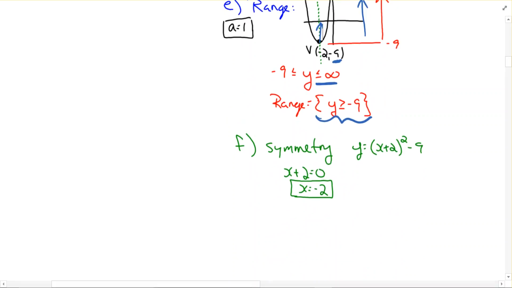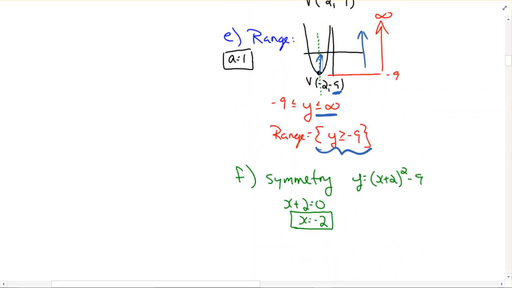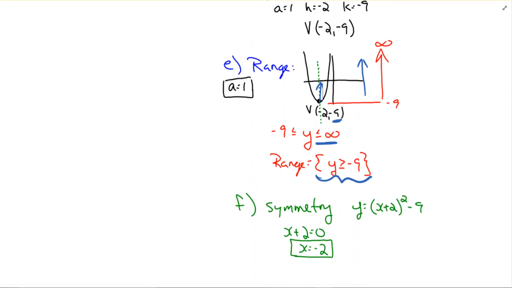Our symmetry, you can tell just again from looking right at the vertex, our equation of symmetry is always just going to be the x value of that vertex.